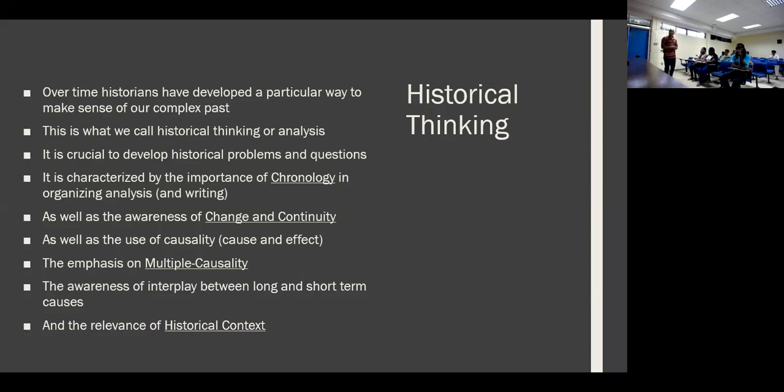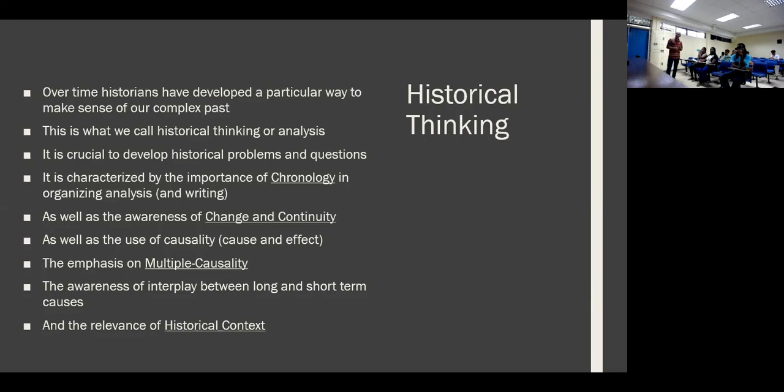Awareness of change and continuity. Things change and things remain the same sometimes, right? We will examine that shortly. Use of causality, cause and effect, which we will examine as well.